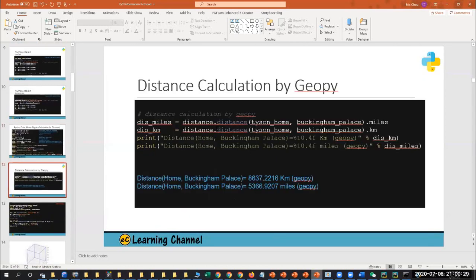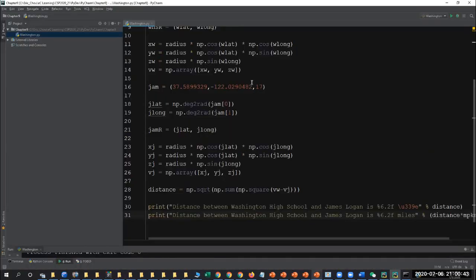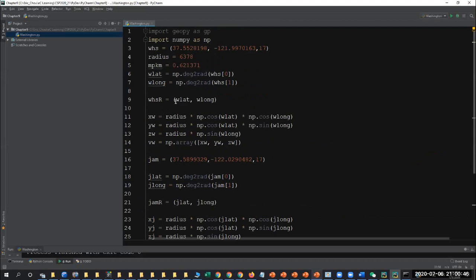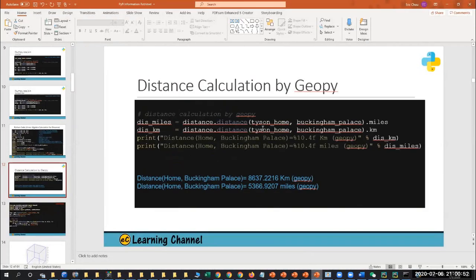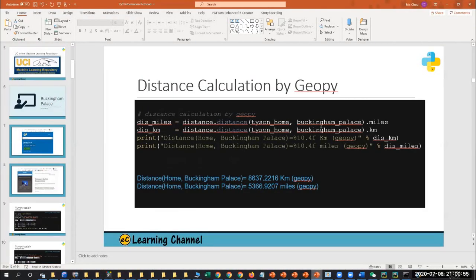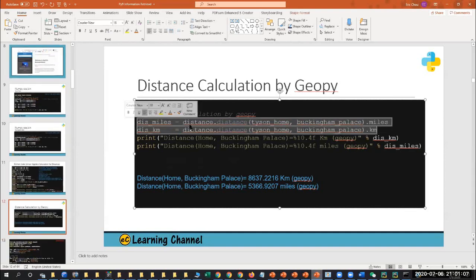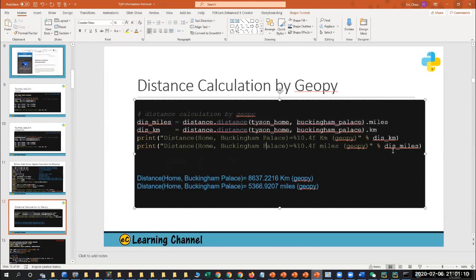Now GeoPy will come to help, okay? We have these two numbers, and we are going to use GeoPy directly. So whatever calculation we have with longitude, latitude, Tyson Home and Buckingham Palace are two sets of latitude, longitude, okay? So let's copy these four over.